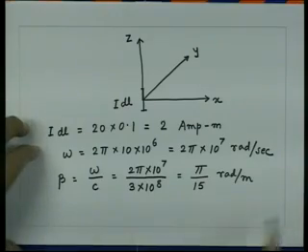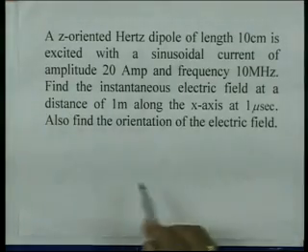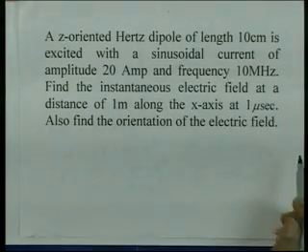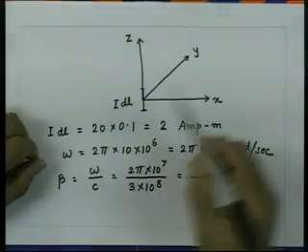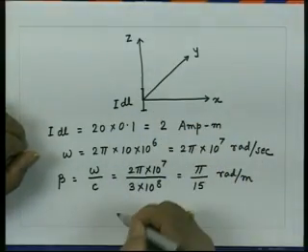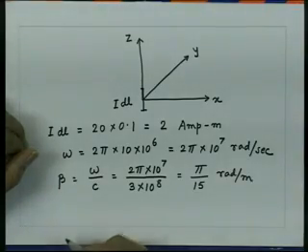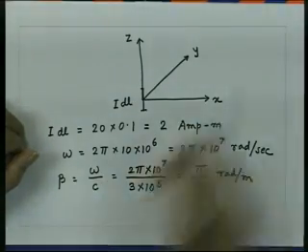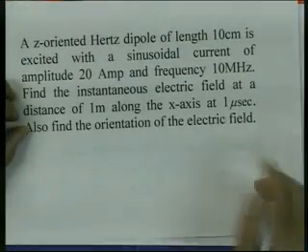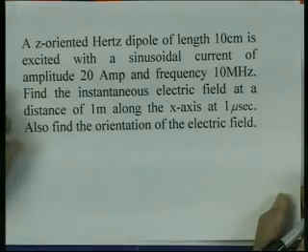and the distance r is given as 1 meter from the antenna at a time which is 1 microsecond. So here we assume that at t equal to 0 the current is maximum in this Hertz dipole and it will be flowing upwards. So we can take the current variation as cosine of omega t, and then we can calculate what will be the field after a time of 1 microsecond at a distance of 1 meter from the Hertz dipole.